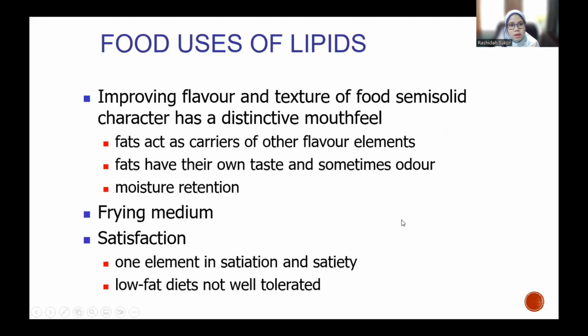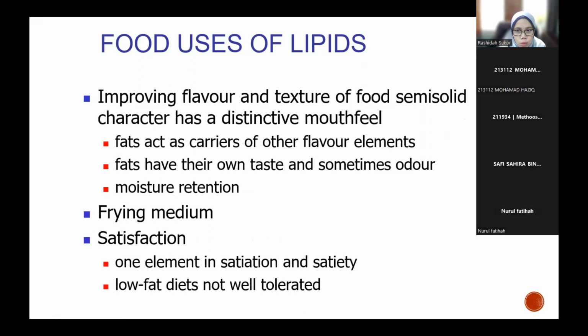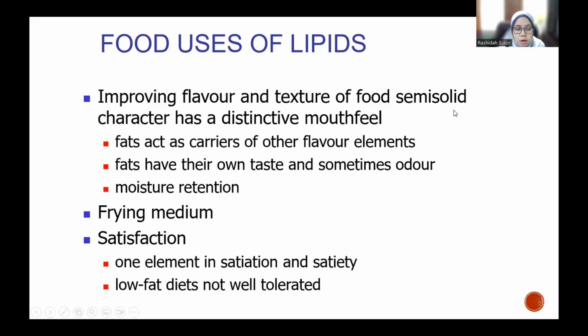The food uses of lipids: one is to improve flavor and texture, like I mentioned. Fat can contribute to the flavor and texture of food. Semi-solid character has a distinctive mouthfeel. Fats can act as a carrier of other flavor elements. So as part of giving the flavor itself, fat can also act as a carrier of other flavors.